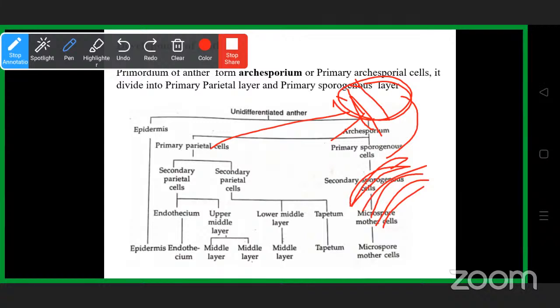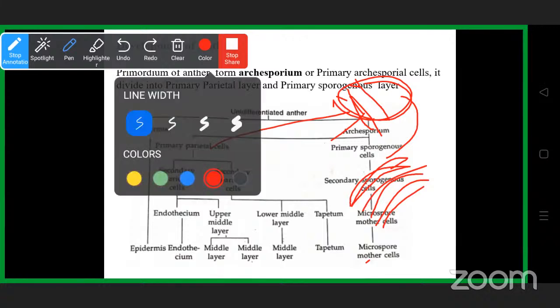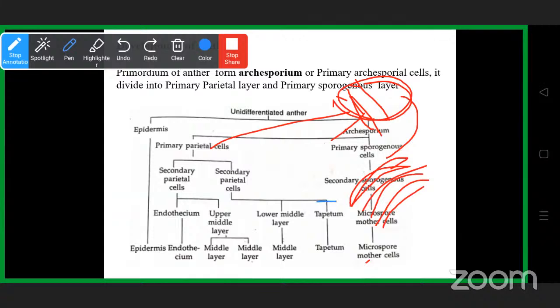You can see here how it is. The innermost layer of the secondary parietal cell is forming what? The tapetum, the most important tissue, and the innermost layer of the anther. The innermost layer of the anther will be formed.